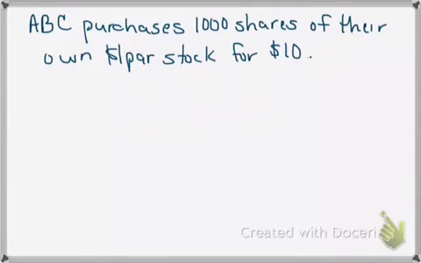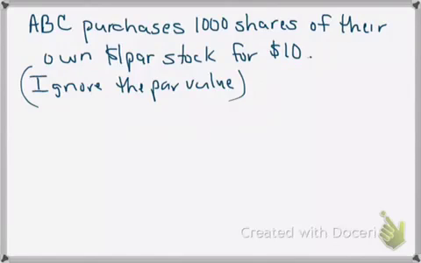The first thing we have on our worksheet is that ABC purchases 1,000 shares of their own $1 par stock for $10. Now for treasury stock, we will be ignoring the par value. The par value does not mean anything for us when we are looking at these treasury stock values. What we're going to be looking at is what did we actually pay for them. So what was the cost? And that's what we're looking at, that cost value.